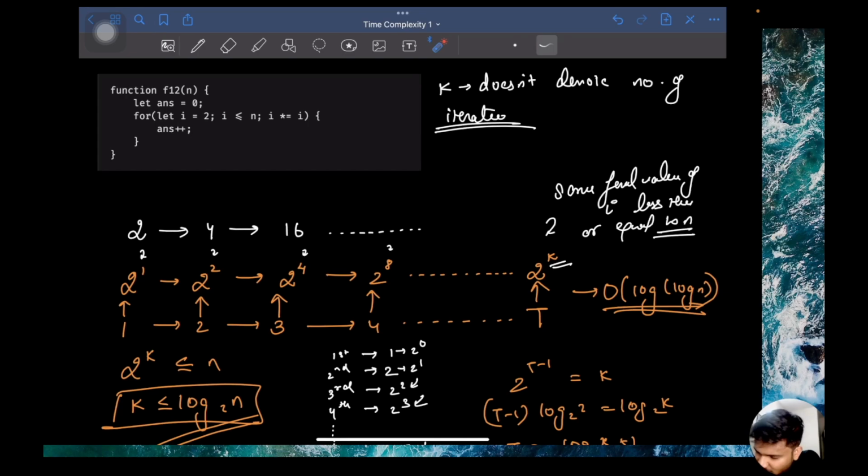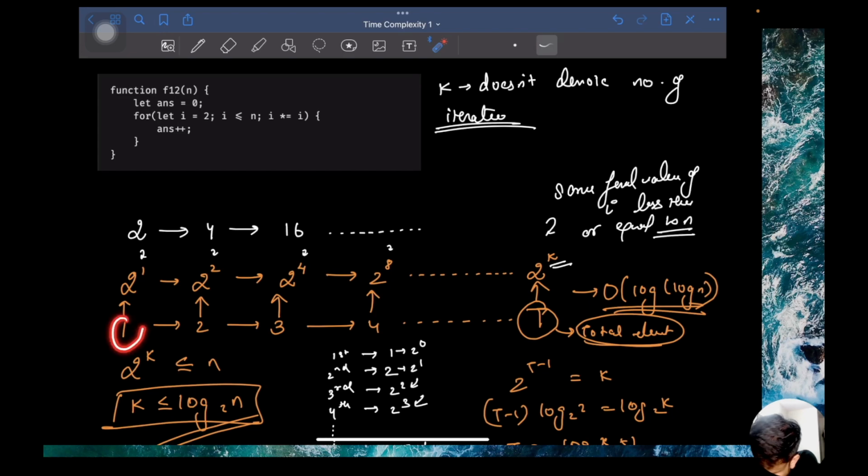You can see, right? Because k denotes the final power of i. But what is the number of iterations? The number of iterations is, let's say, 1, 2, 3, and so on and so forth, some t. Let's say t is the final number of iterations. T denotes total iterations. How can you calculate the value of t? You can calculate the value of t based on the powers, because powers are in a GP again.